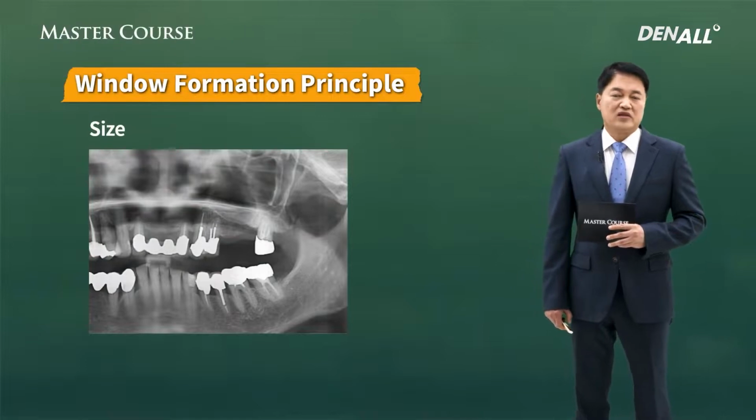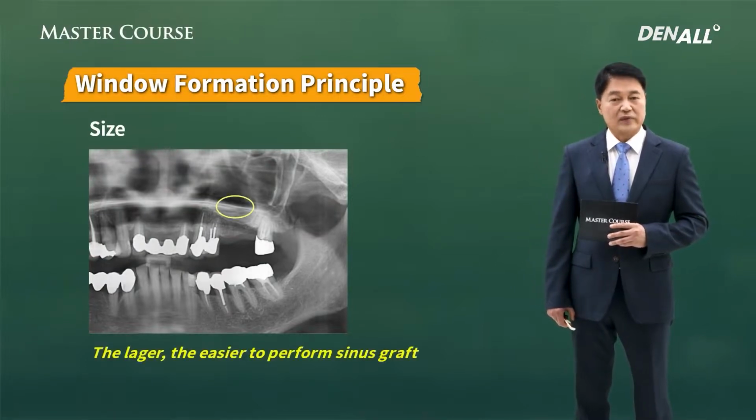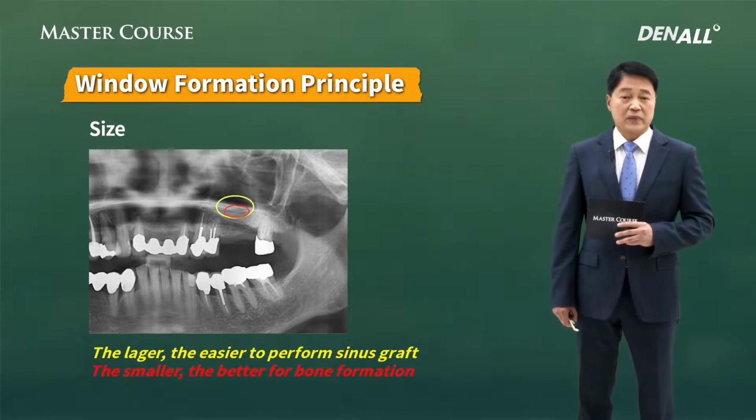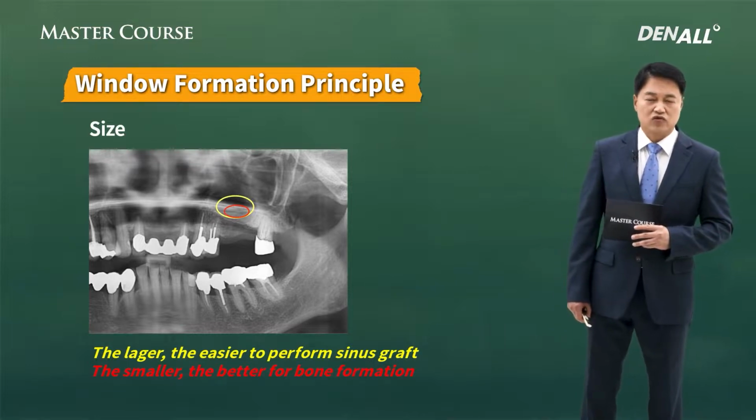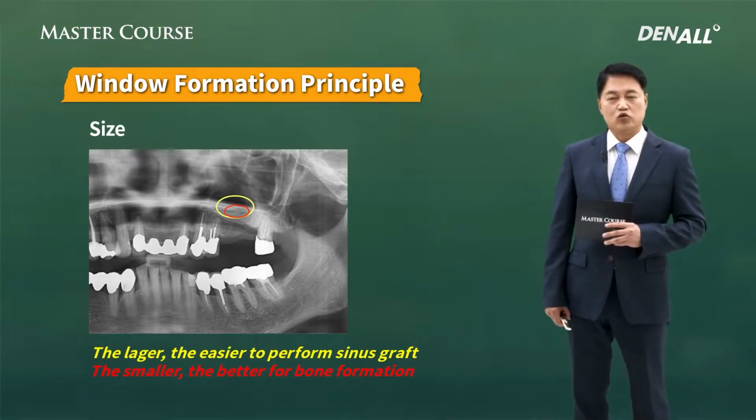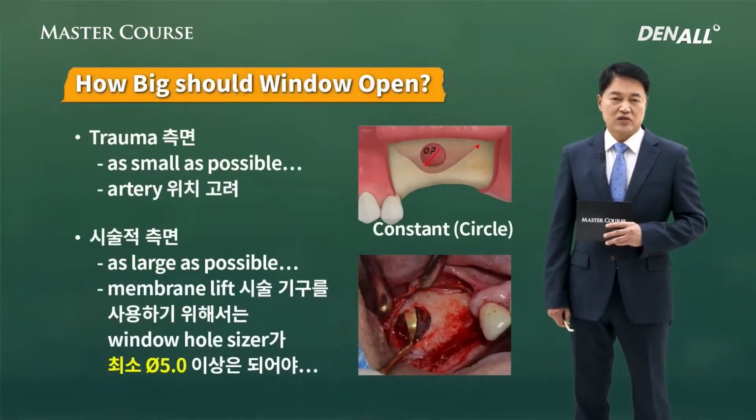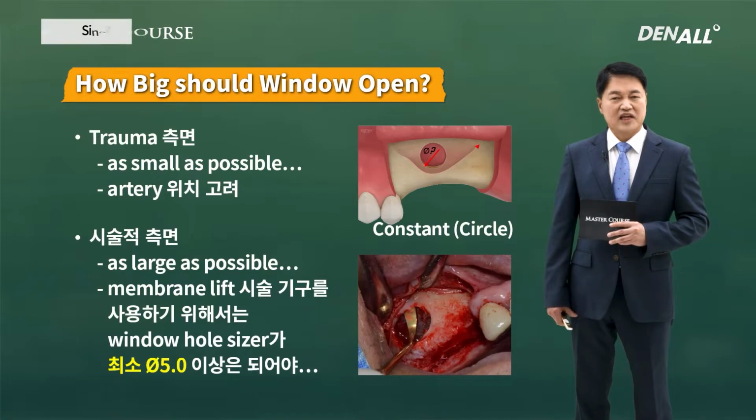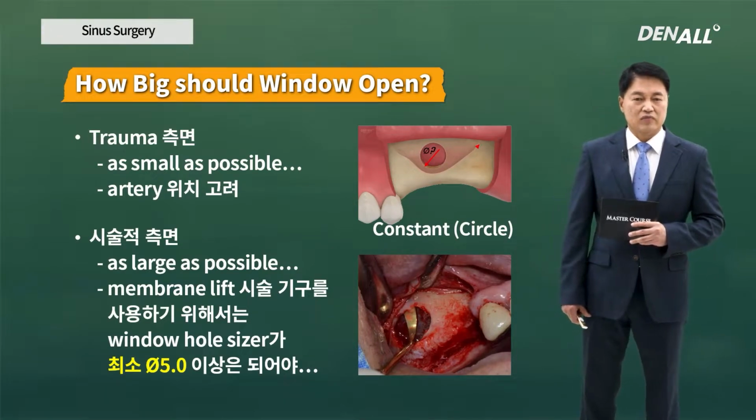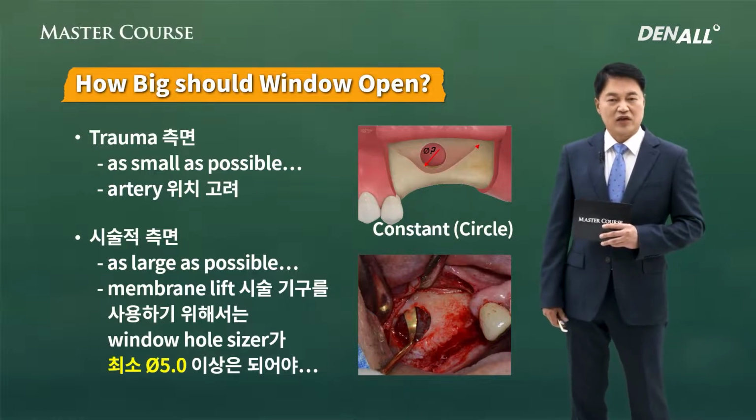The size of the window. If you make it big, it is easier to do bone graft, but you can cause a lot of trauma. And if you make it too small, trauma is reduced, but if you do sinus graft, it may be difficult to use your instruments. In terms of trauma, you shouldn't make the window too big, but in order to do membrane lift using a Freer elevator, at least the diameter needs to be over 5 millimeter.